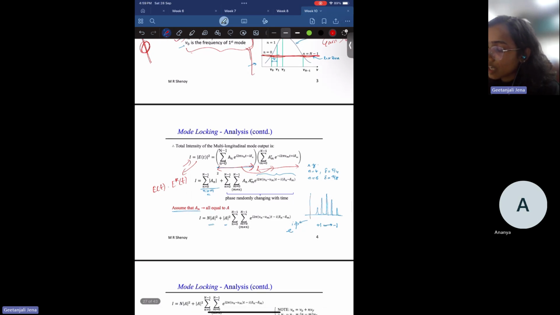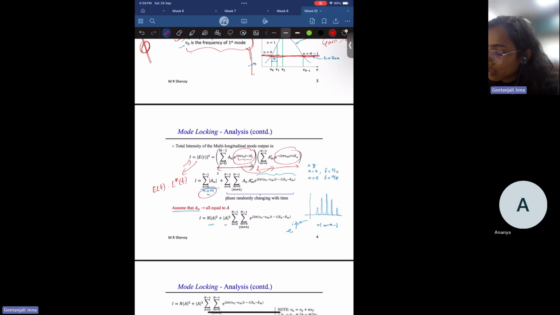Okay. And for the case where the phase, let us say, the first case is where n equal to m. So when n equal to m, what will happen? The exponential terms will cancel with each other and it will be 1.